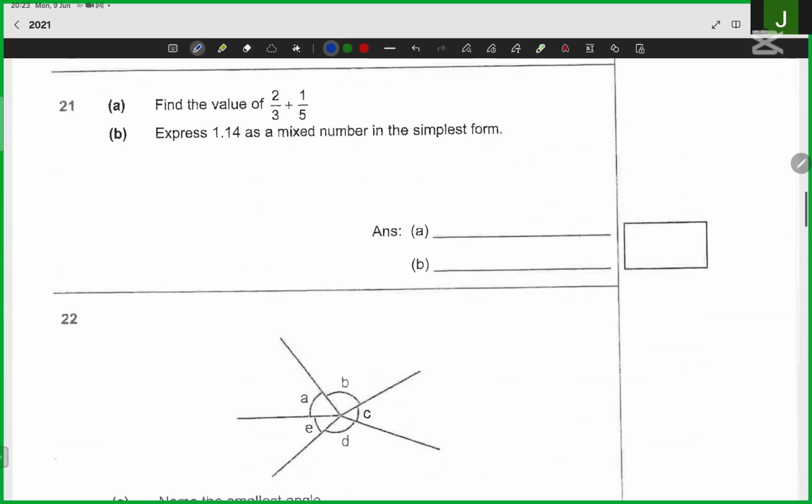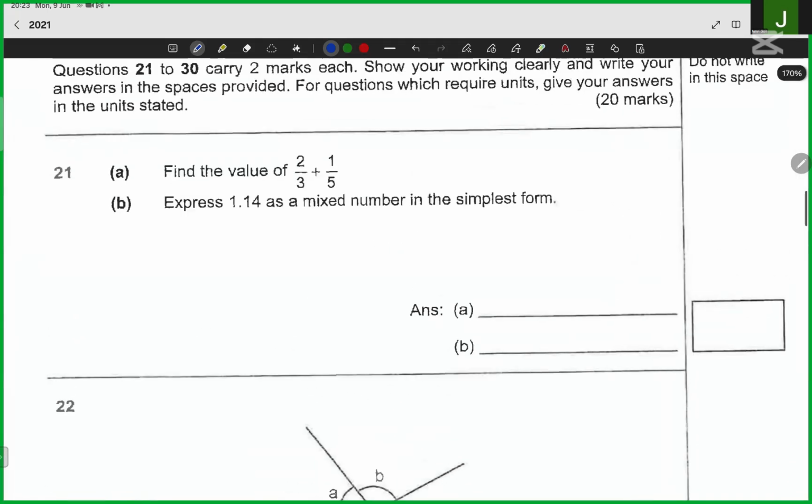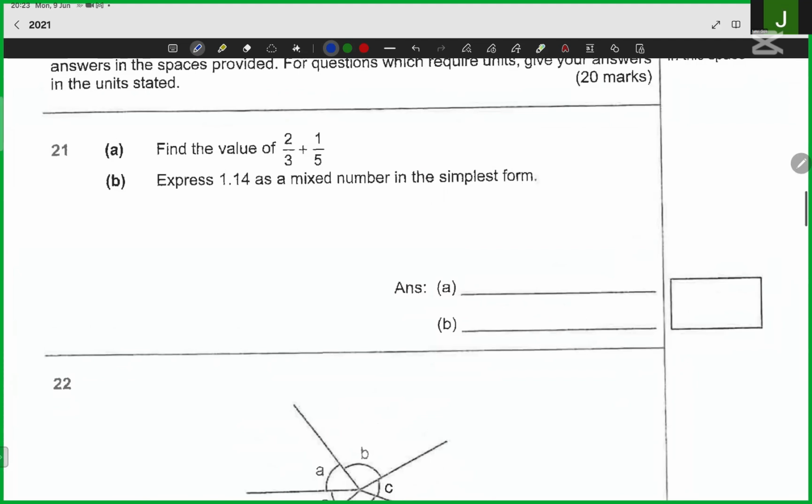21, also super easy. 2/3 plus 1/5, I'll just go through quickly. Add fractions, make the denominator the same. Over 15, 10 out of 15 plus 3 out of 15 equals 13 out of 15, that's all.